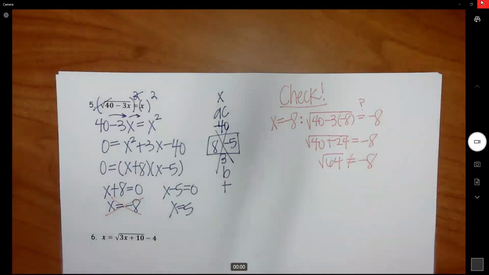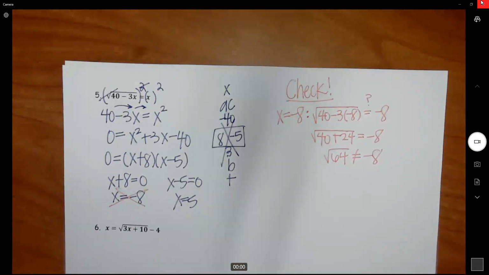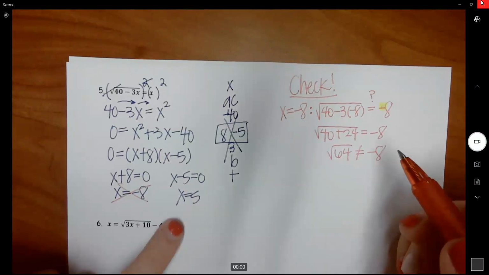And really, I could tell that was not going to work from the very beginning, because I had the square root equaling a negative number, which doesn't happen. So let's check x equals 5.